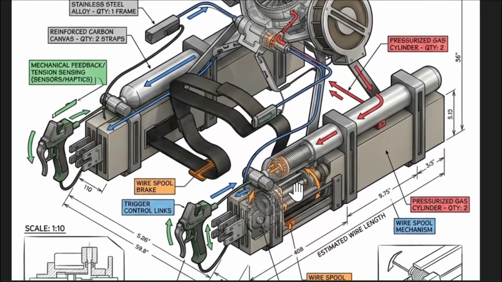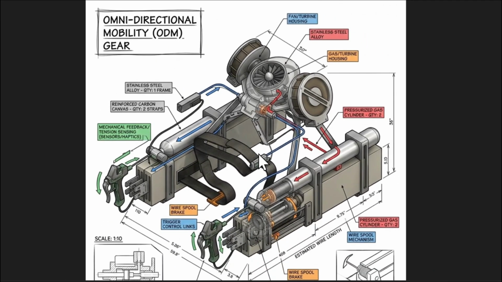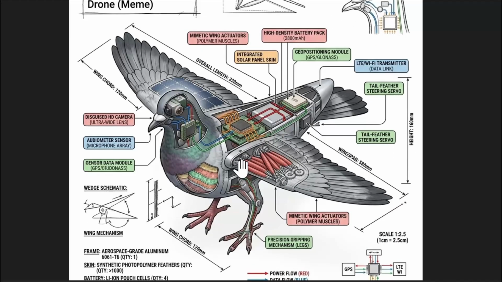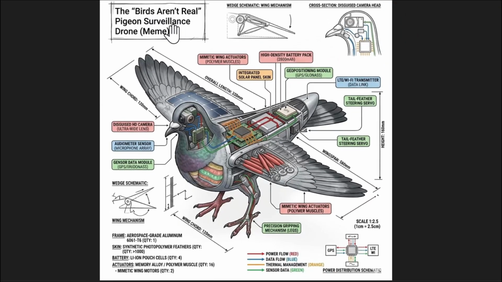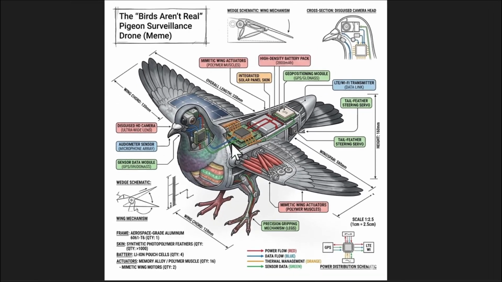You can also create any type of object that you want. Like this is an omnidirectional mobility ODM gear, which is from Attack on Titan. Only anime fans will know what this is. And here is another one, a meme like birds are real, the pigeons are all surveillance drones, and this is another infographic just to have fun with it.